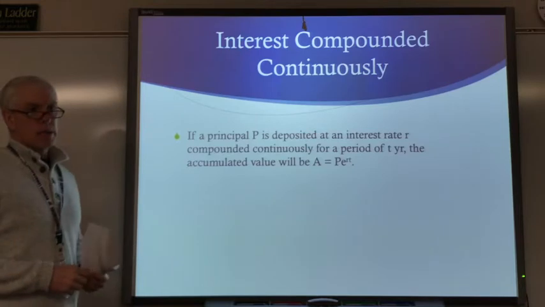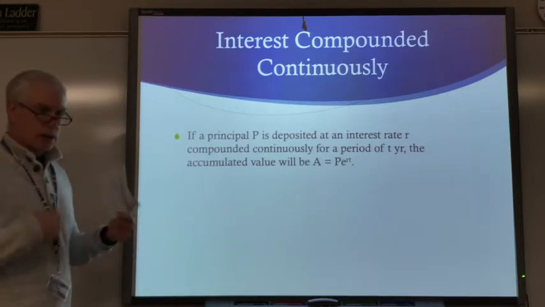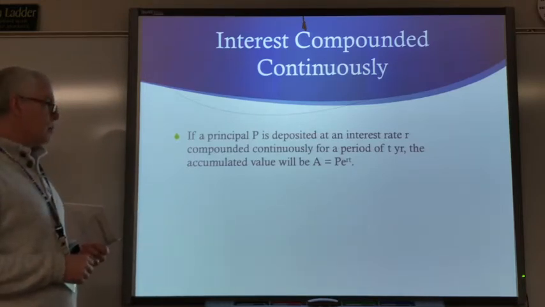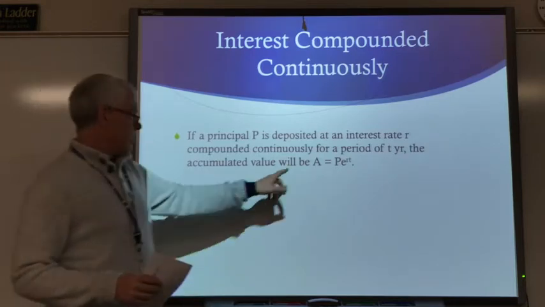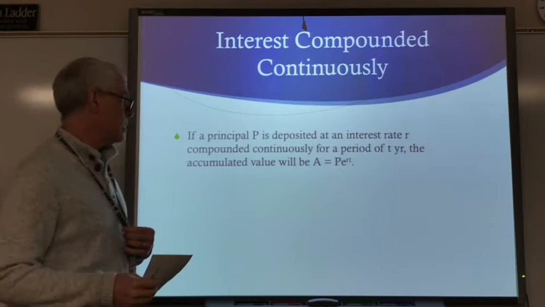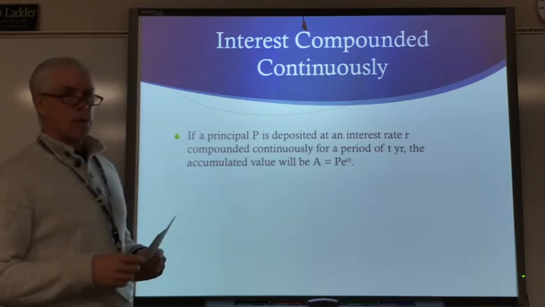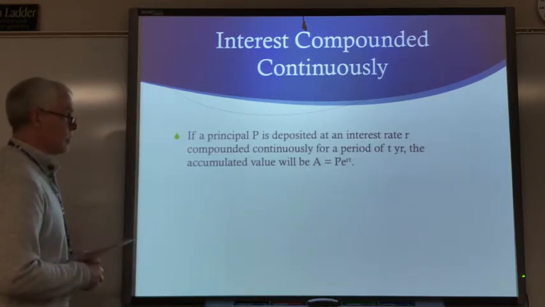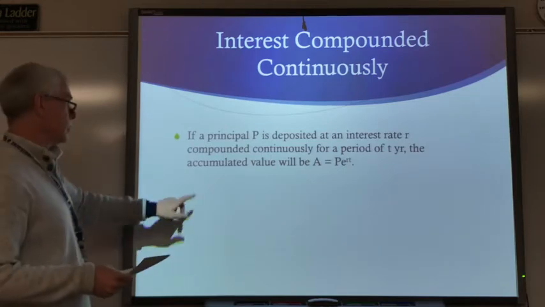What if I can compound continuously? So it's constantly calculating the compound interest and working it from there. This formula, P is still principal. E is that natural number E, raised to the RT, where rate is the interest rate and T is time. But this is just for compounding continuously.